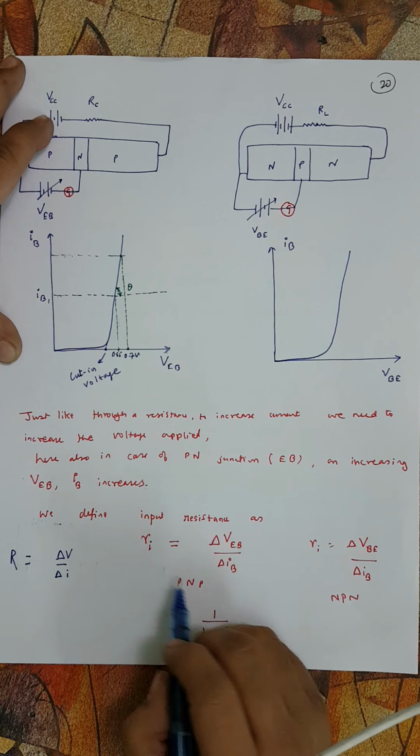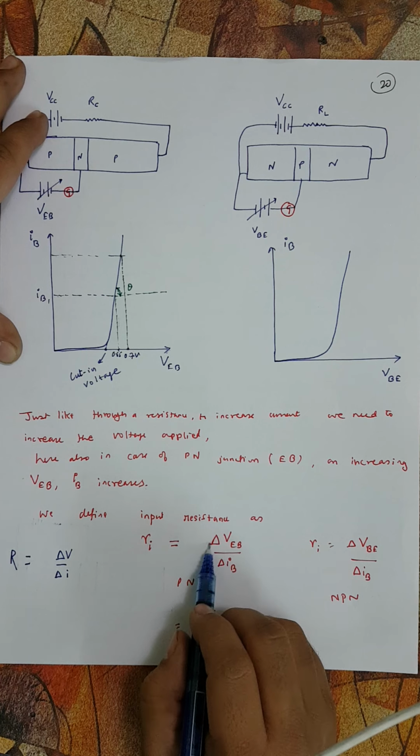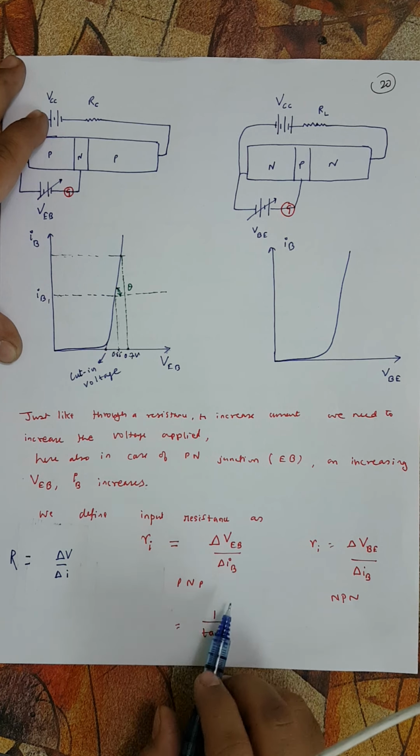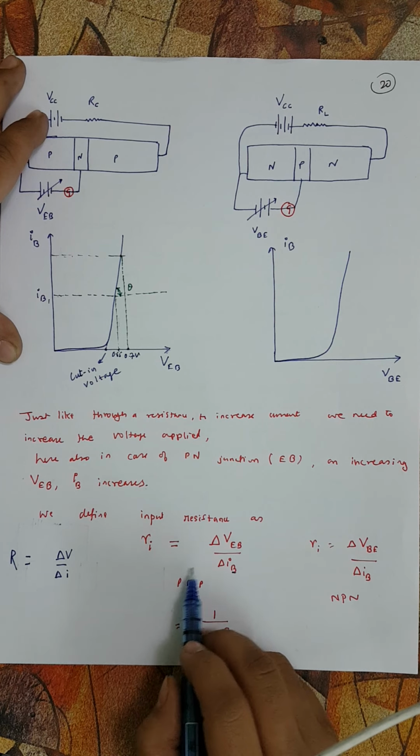Same is the case with the input resistance of a base emitter PN junction, which is defined as the change in input voltage required, which is the change in VBE or VEB required, to get a particular change in the base current. So that is what is input current.